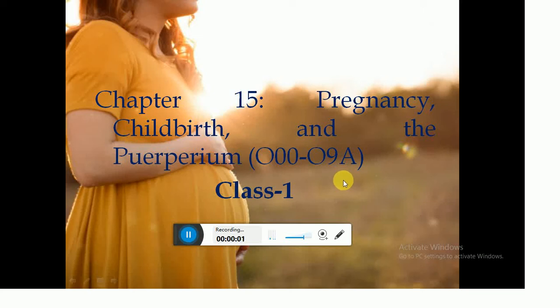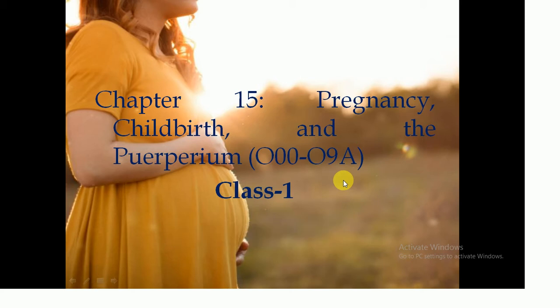Hi everyone, in this video I'm going to explain chapter 15 coding guidelines, pregnancy, childbirth and the puerperium, and the code series is O00-O9A. When we receive a medical report in which the patient is pregnant, we need to follow some coding guidelines to code that particular medical report. So what are those coding guidelines to follow for the pregnancy medical report? Now we will see in this video.